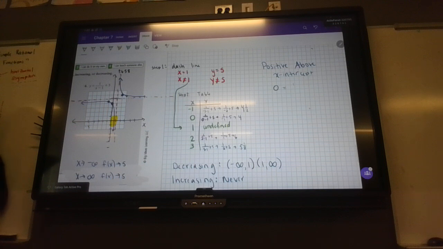So I'm just going to leave it here. Try to figure it out. Someone in here can do it. Find the y-intercept. It'll be negative below the x-axis.